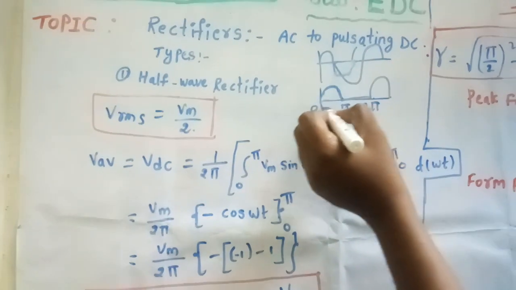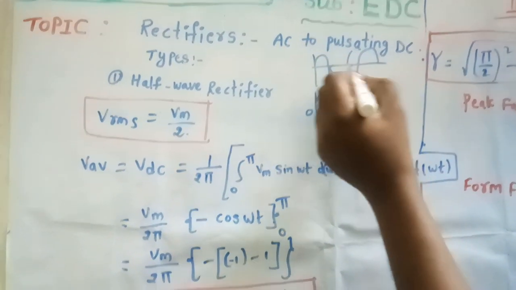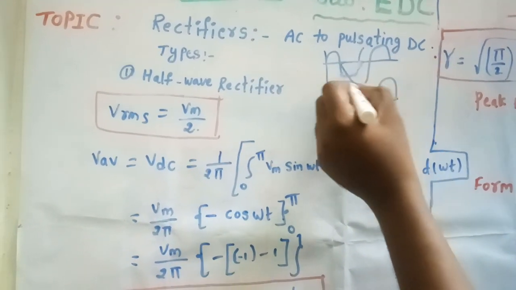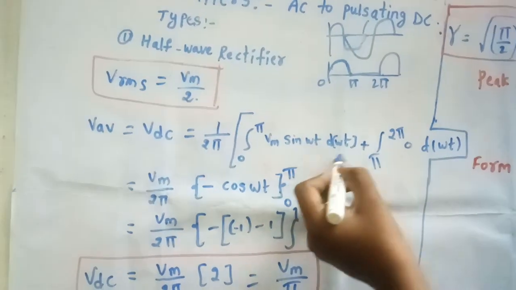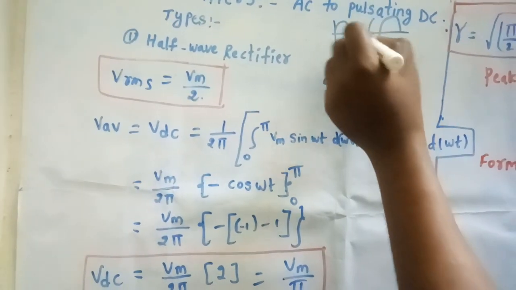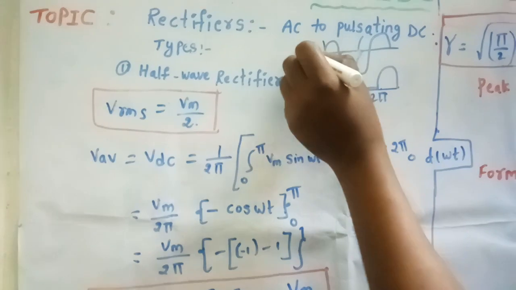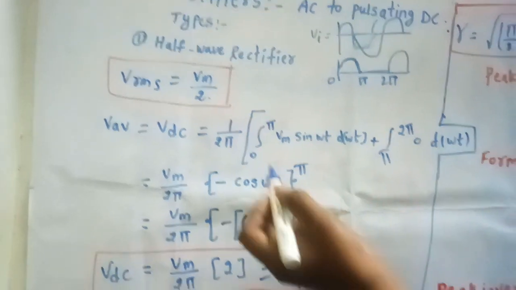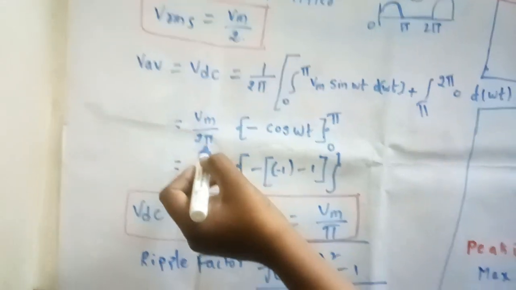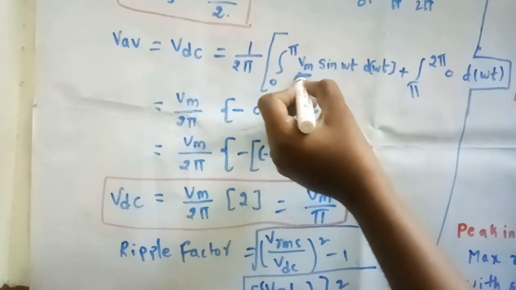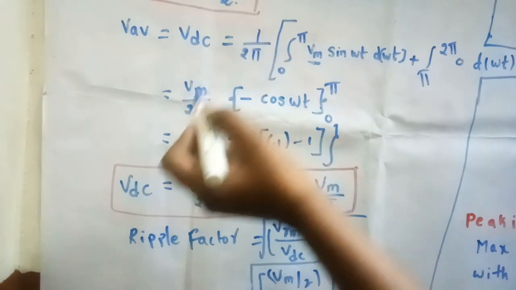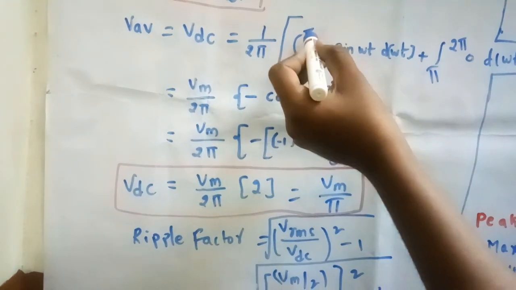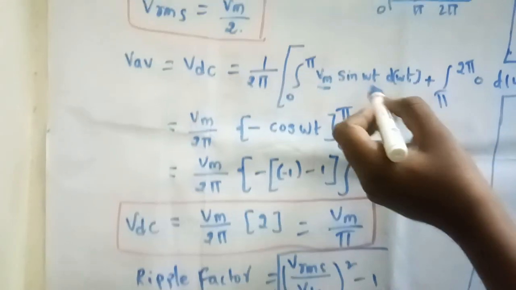For 0 to pi we are getting input, and within that we get the same as input, that's why Vm sin omega t. We take this as Vi, that is Vi equals Vm sin omega t. Then we go for Vm by 2 pi. Here Vm is a constant term, so Vm by 2 pi integral 0 to pi sin omega t d omega t.